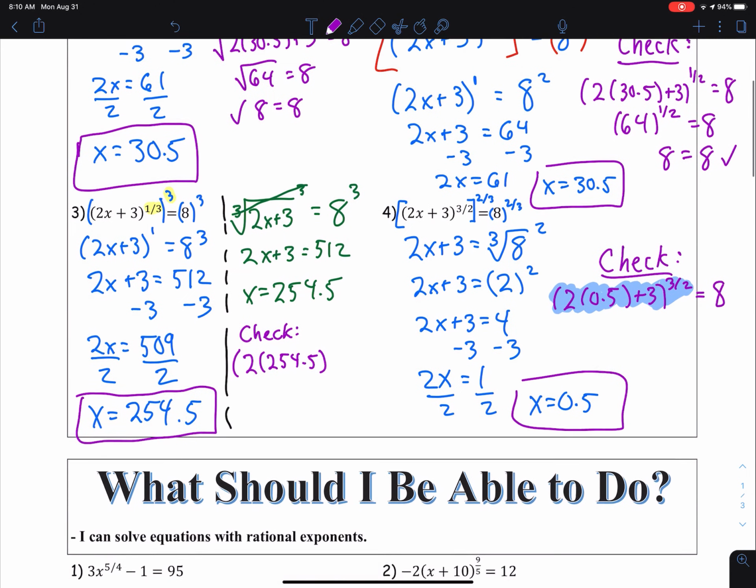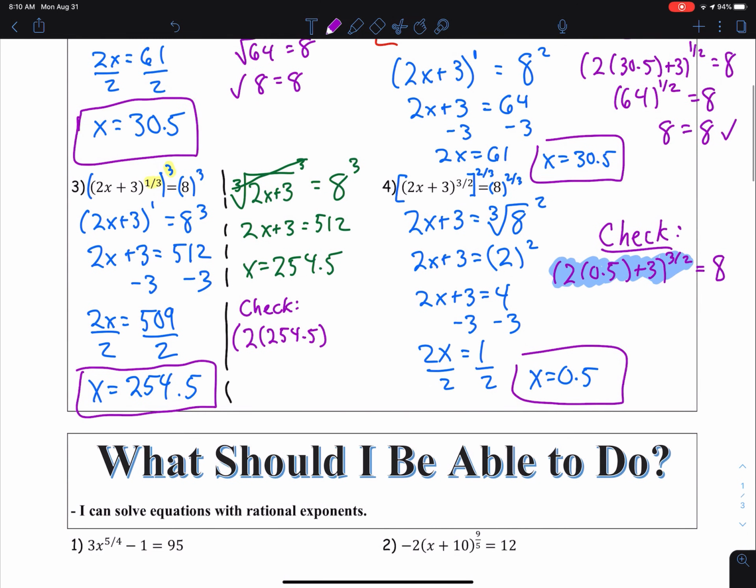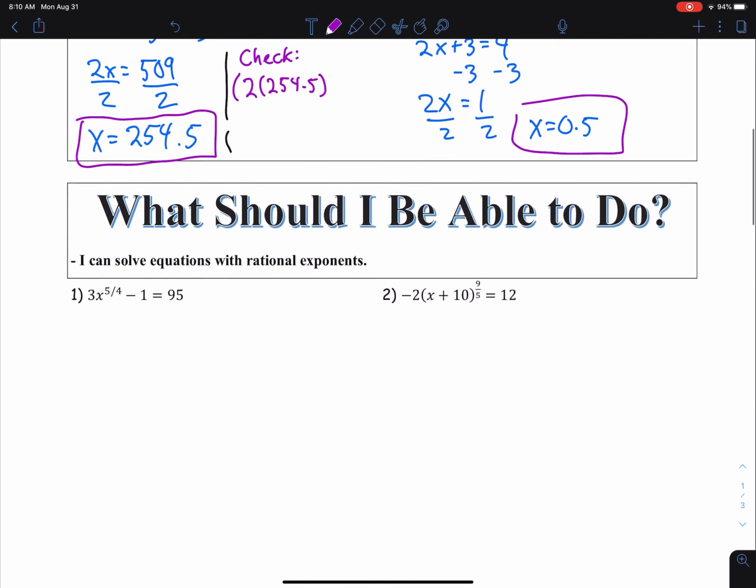So let's go on to what should I be able to do by the end of today. It's kind of a short lesson. I can solve equations with rational exponents. So we're going to do 2 more, and then we're going to do checkpoint, and then we're done with the lesson for today. It's just practice after that. So number 1. What's a little different about number 1 than we did in the do now?